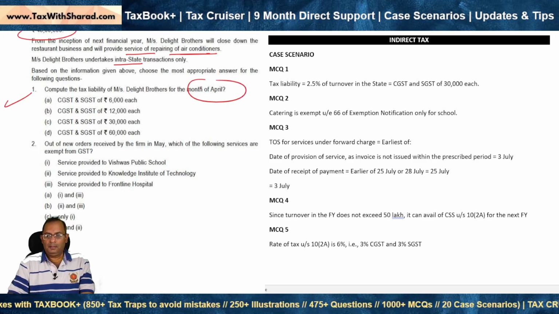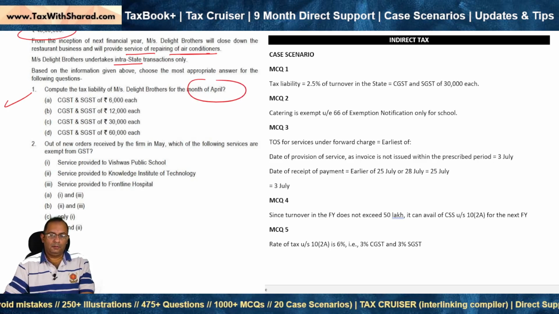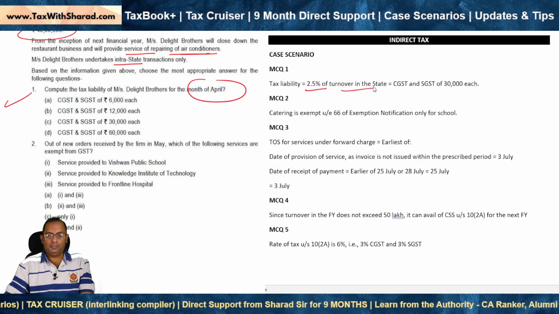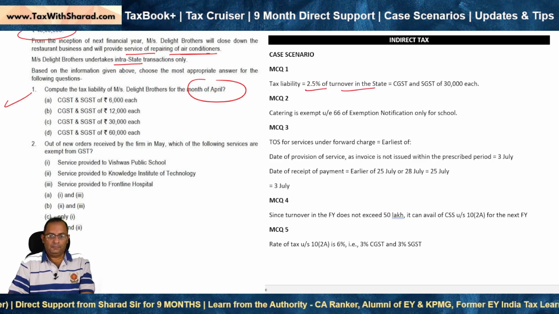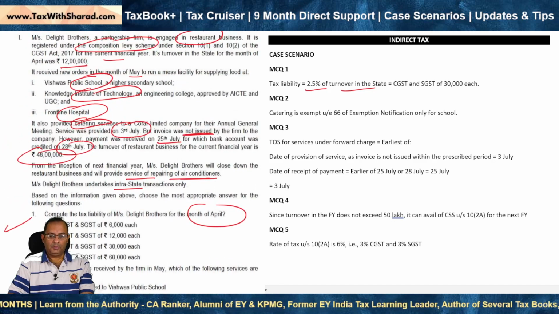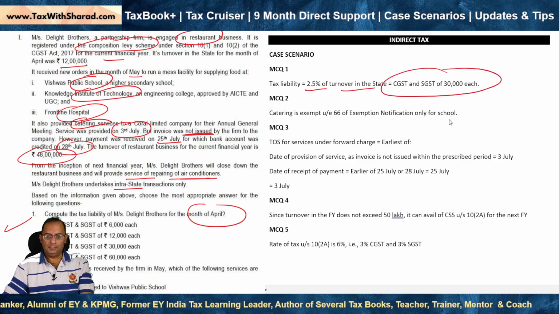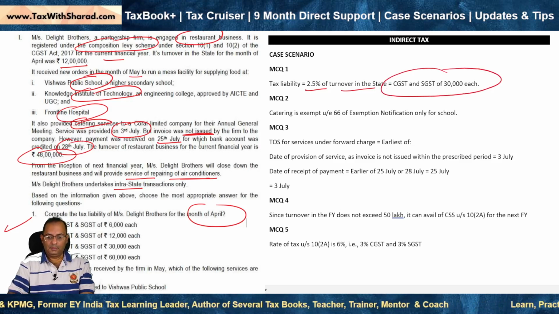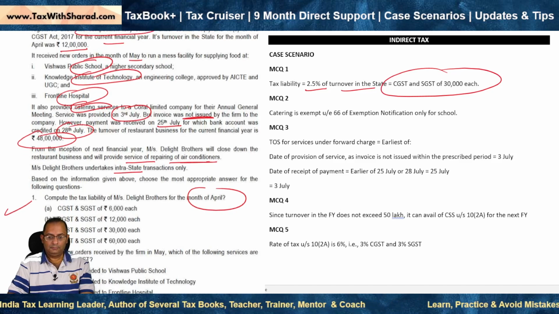of April. Now, under the composition scheme, the rate for restaurant services is 2.5% for each of CGST and SGST. This percentage of turnover in the states. So accordingly, if we compute this on turnover, which is 12 lakh, it will be CGST and SGST of 30,000 each.